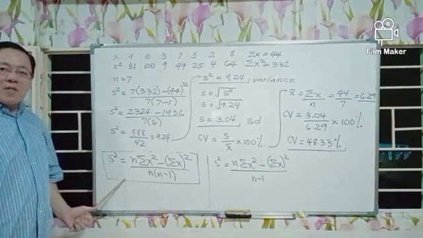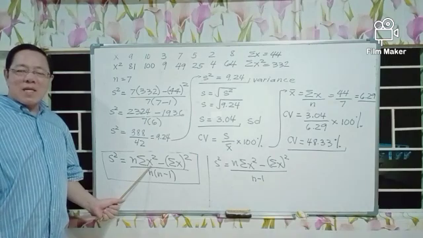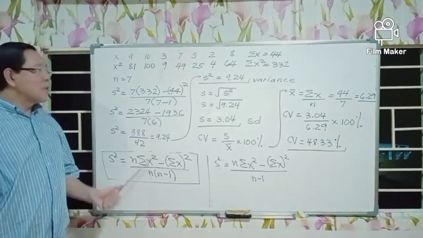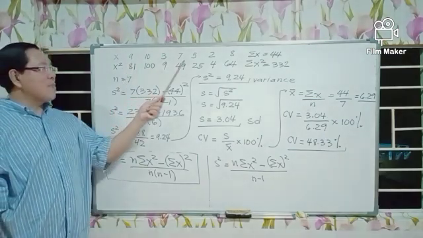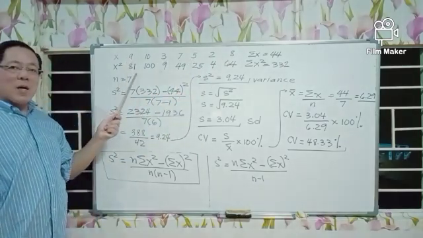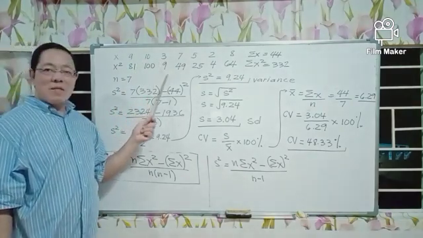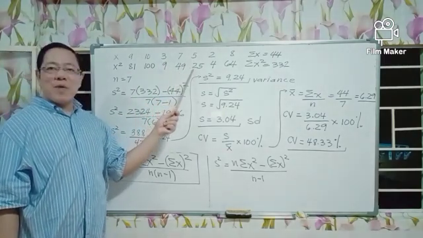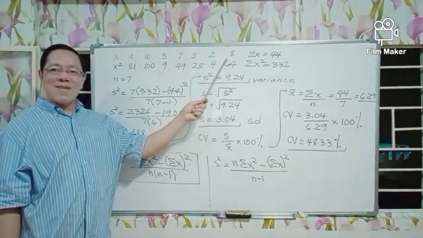In this formula for sample variance, we need the summation of x squared. And before we can get the summation of x squared, we need to get the square of each x value. Hence, we take the square of each of these numerical values in the given set of data. 9 squared is 81, 10 squared is 100, 3 squared is 9, 7 squared is 49, 5 squared is 25, 2 squared is 4, and 8 squared is 64.